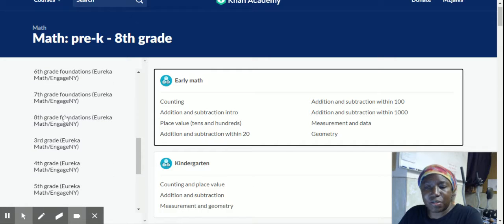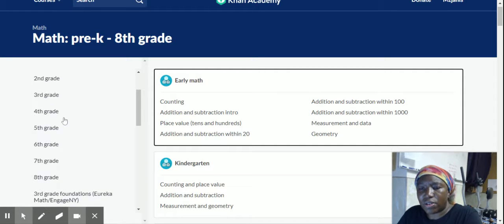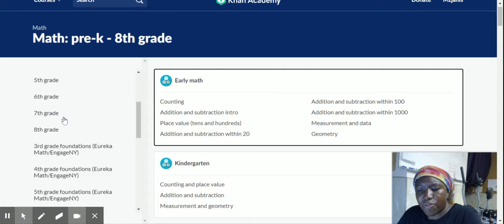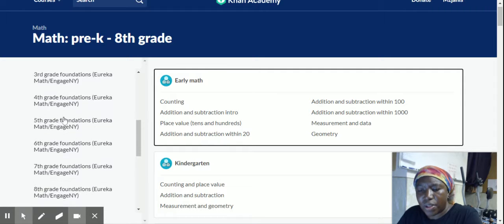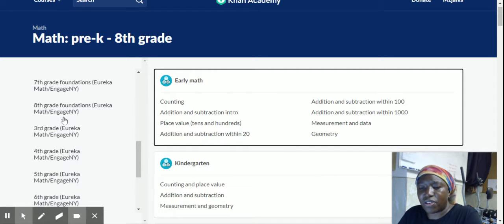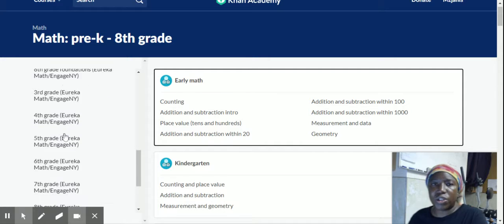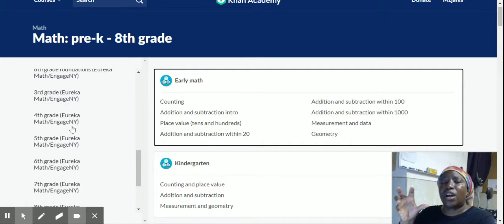So there's different types of math. There's 7th grade foundations math, 8th grade foundations. It's all the way up here too. So it stops here. 3rd grade foundation, 4th, 5th, 6th, 7th. Then it has 3rd grade Eureka math. So it's different math challenges that you can go through.